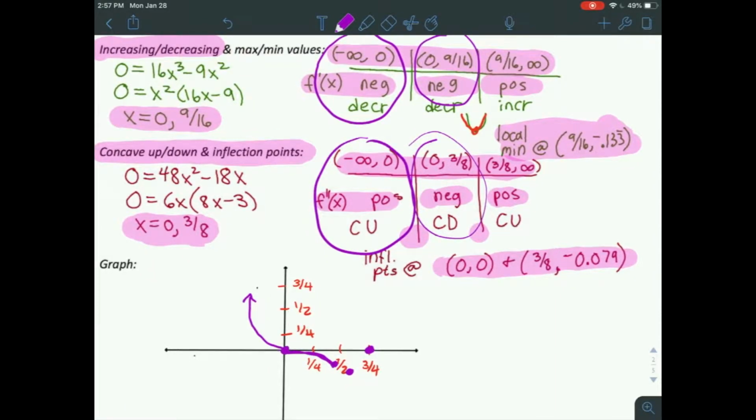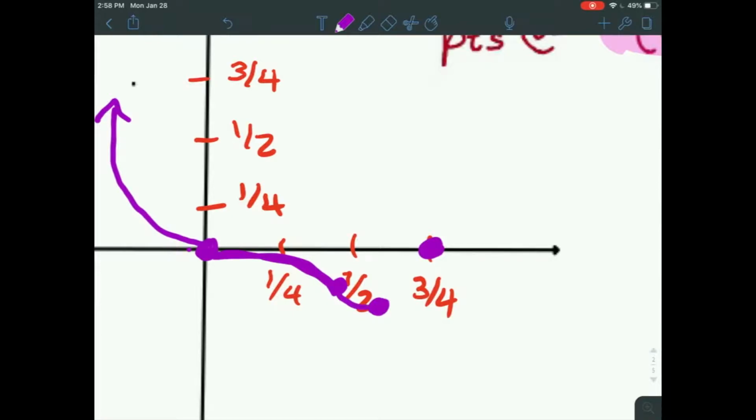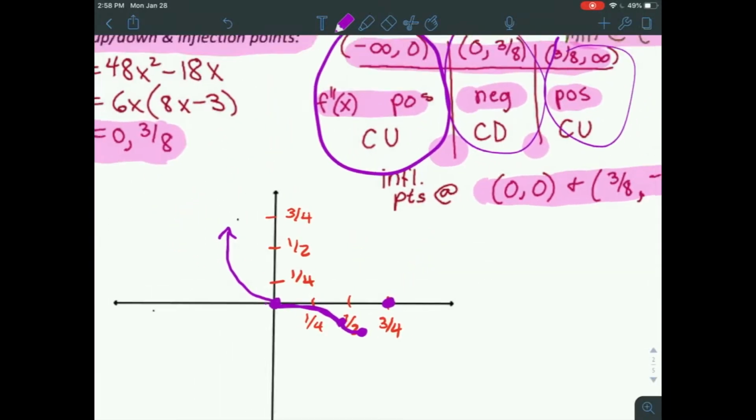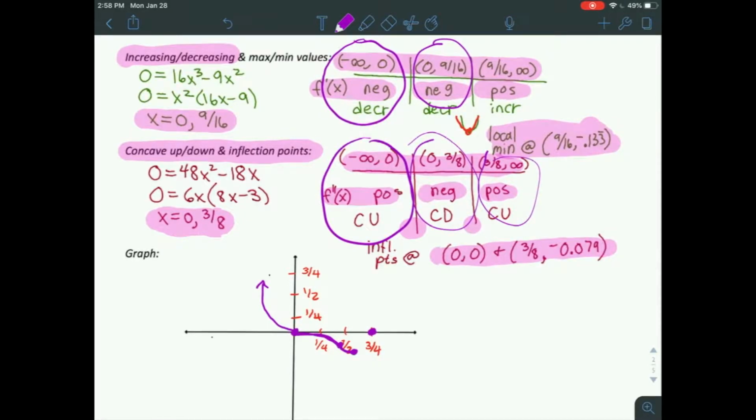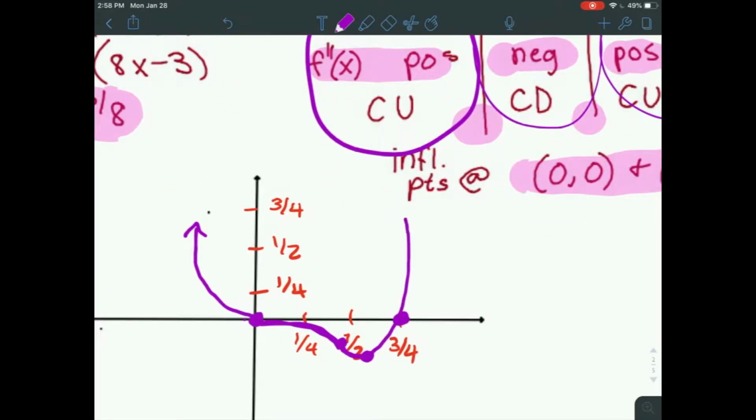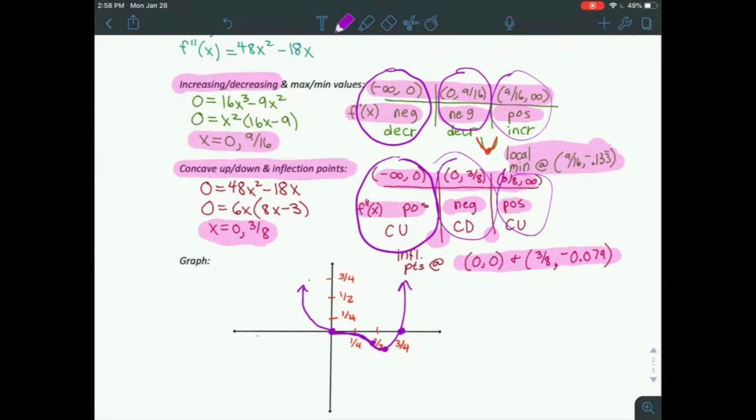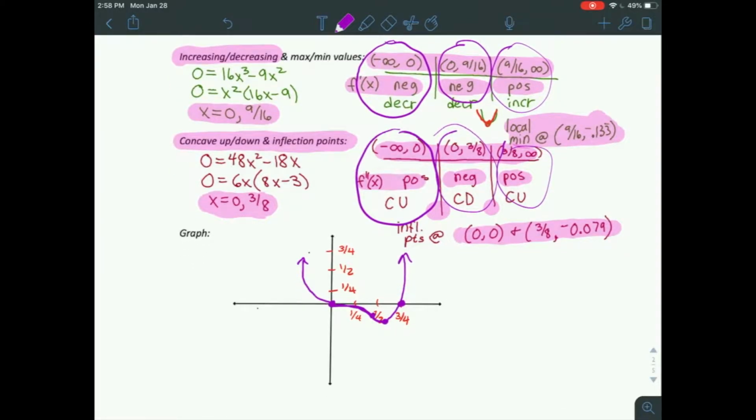All right. So I'm at 3/8. At 3/8, it switches to concave up. And it is still decreasing. Concave up should look like this. And now at 9/16, it's got to be increasing, and it's still concave up. So it looks like that. So it's got to go through all those points that you have on your graph.